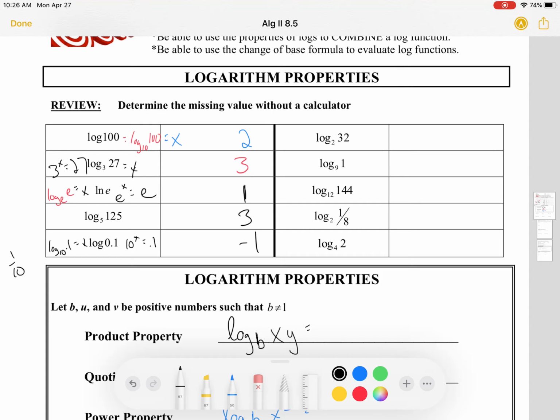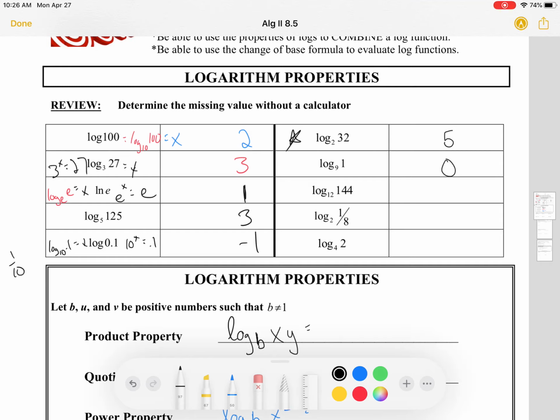Okay, next up, 2 to what power is 32? You should say, well, easy. Look at your perfects card. That's 5. Next up, log base 9 of 1. 9 to what power equals 1? Any number to the 0 power is 1.